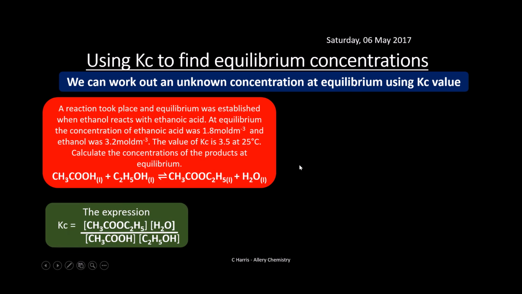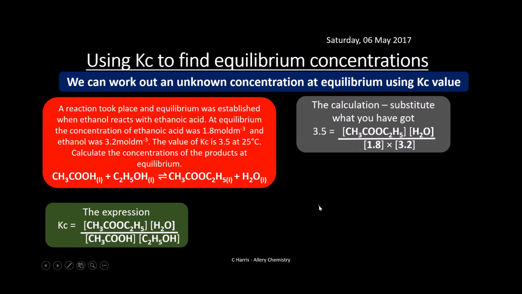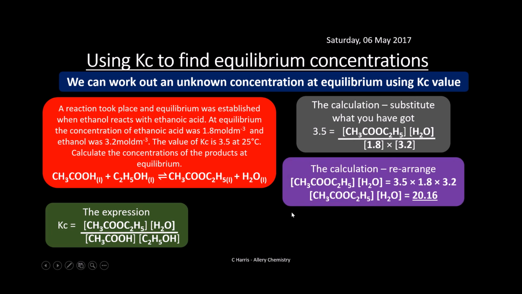Okay, so the first thing we need to do, get your expression down. So we've got all the bits in here, products over reactants. There it is there, all 1 to 1 to 1, so no powers in this one. Okay, the calculation, all we do is just substitute what we know. We don't know these ones because that's what they're asking us to work out, the concentrations of these substances at equilibrium. We know that's 1.8, we know that's 3.2 because that's your ethanol, and then we know that the Kc is 3.5.